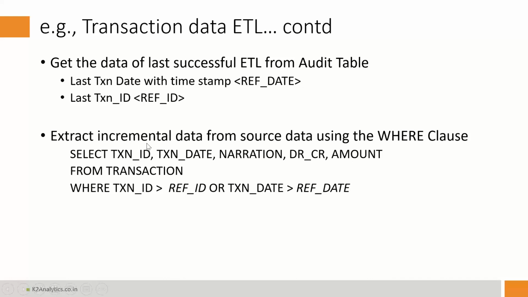And whenever you do extraction, your code will be select star, or select whichever fields you want from the transaction table, where transaction ID is greater than this reference ID, which means before you can fire this query, you will have to go to the source audit table. For a given source, you will have to find out what was the last transaction date time data which you executed, what is the last transaction ID till which you have extracted. Those pieces of information you need to pull and then have the where clause, right?